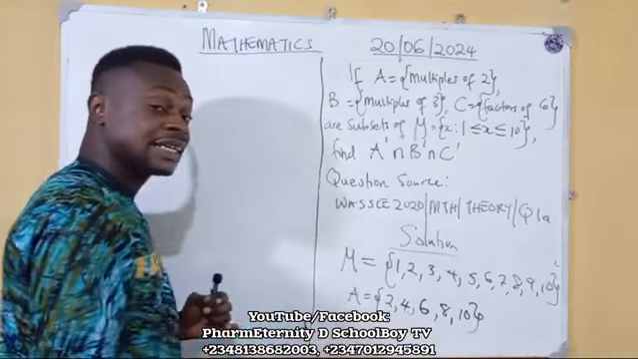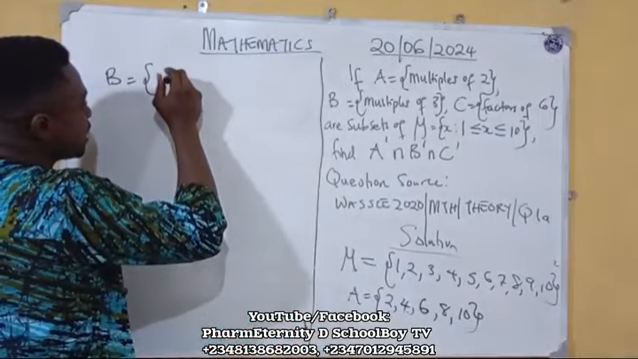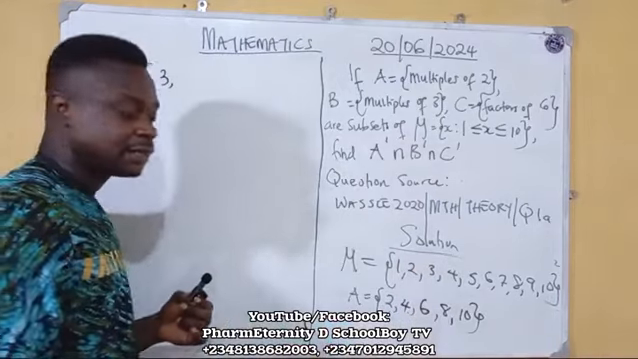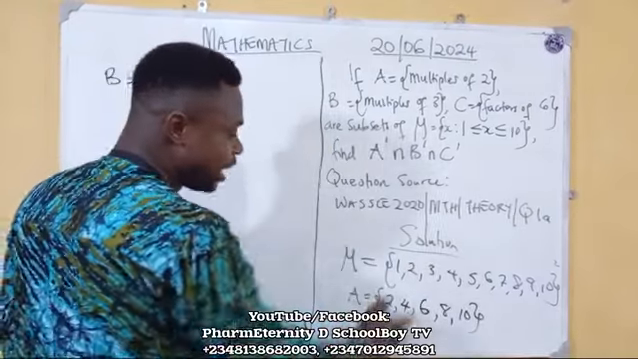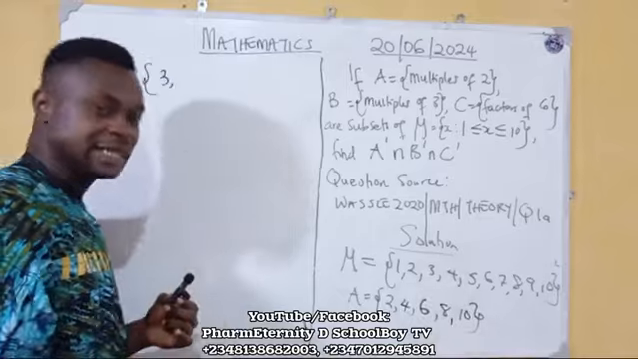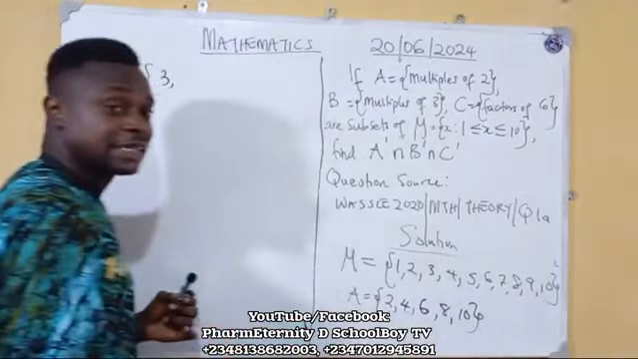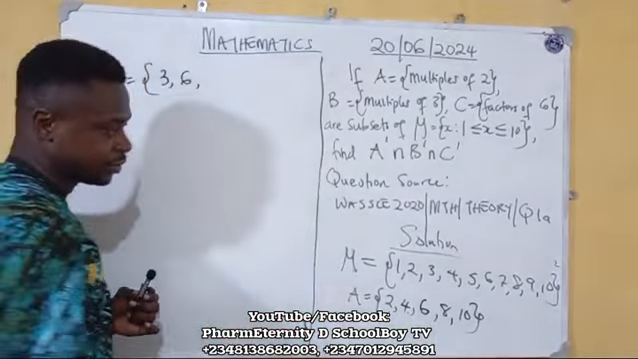3 divided by 3 is 1 remainder 0. So 3 is a multiple of 3. 4 divided by 3, there will be remainder. So 4 is not a multiple of 3. 5 divided by 3, there will also be remainder. So 5 is not a multiple of 3. 6 divided by 3 is 2 remainder 0. So 6 is a multiple of 3.